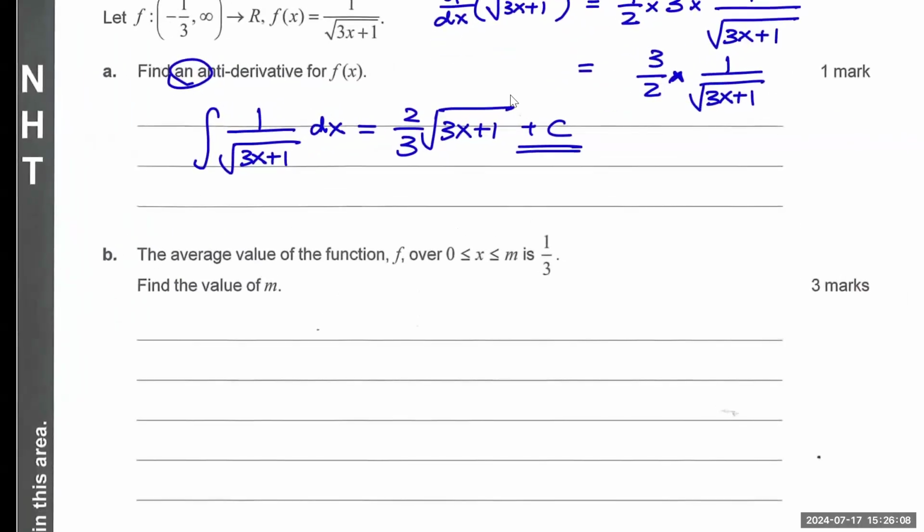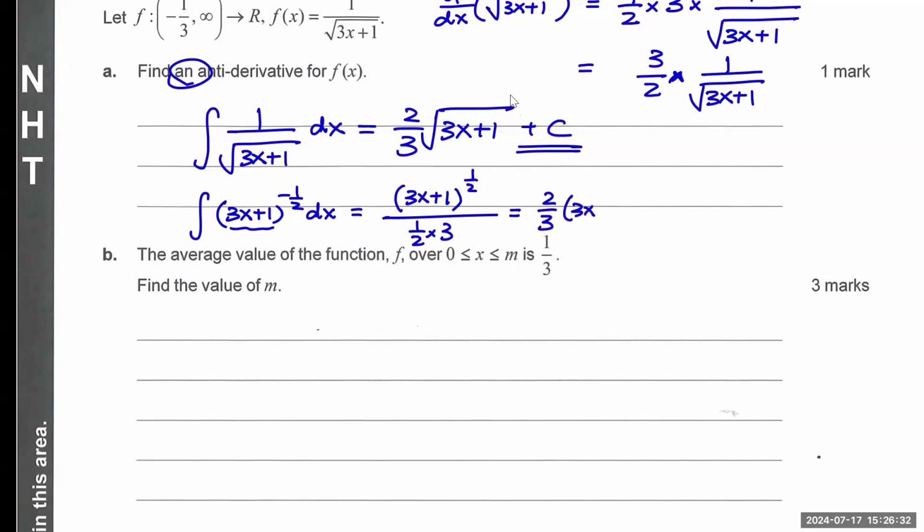Or you can just apply the rule here. For example, 3x plus 1 to the power negative half here dx. As long as it's a linear function to a power, you can still use the raising power pattern here. Say 3x plus 1 to the power minus half plus 1. That's half, divided by the new power times the coefficient 3. So you actually get 2 over 3, 3x plus 1 to the power half plus C, okay?